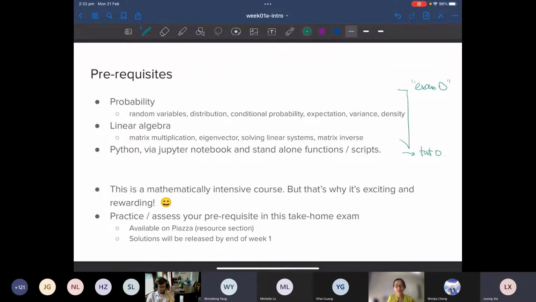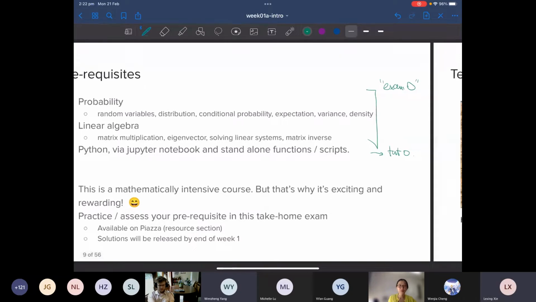Exam 0 is a hurdle, but we expect you to impose it on yourself. If you feel that it's just too difficult and you haven't taken the prereq, maybe wait a semester and take the IML first.